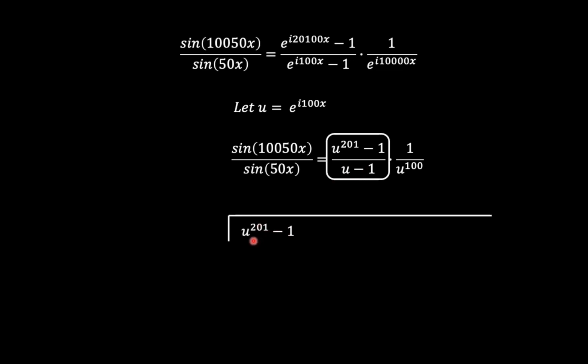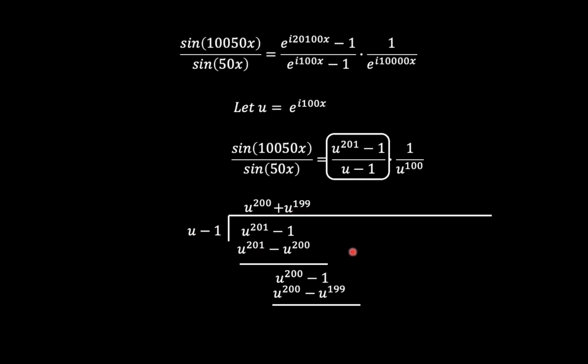So inside the long division sign, we have u to the power 201 minus 1, and we divide it by u minus 1. So when you multiply u to the power 200 by u minus 1, you get u to the power 201 minus u to the power 200. Subtract that from u to the power 201 minus 1, you get u to the power 200 minus 1. And then if you multiply the divisor by u to the power 199, you get u to the power 200 minus u to the power 199. Subtract that from the previous expression, and so on. And you continue all the way until you get 1, and that means that the residual or the residue or the remainder is 0.